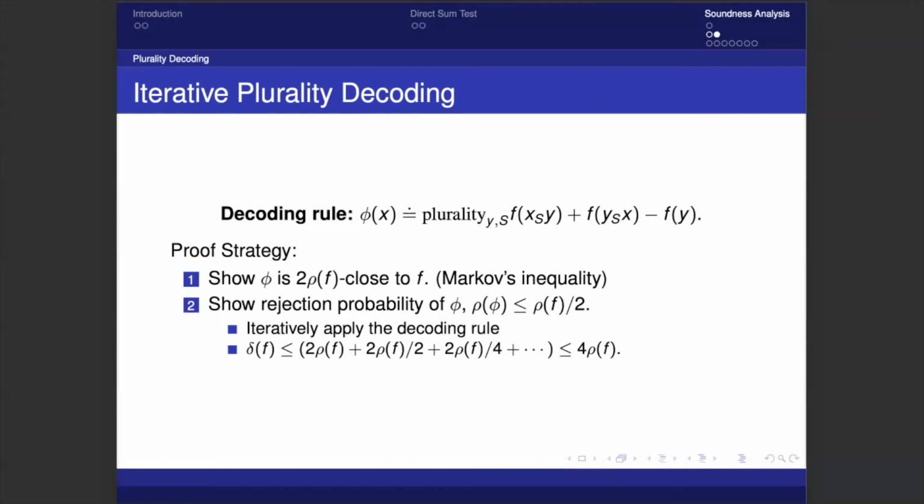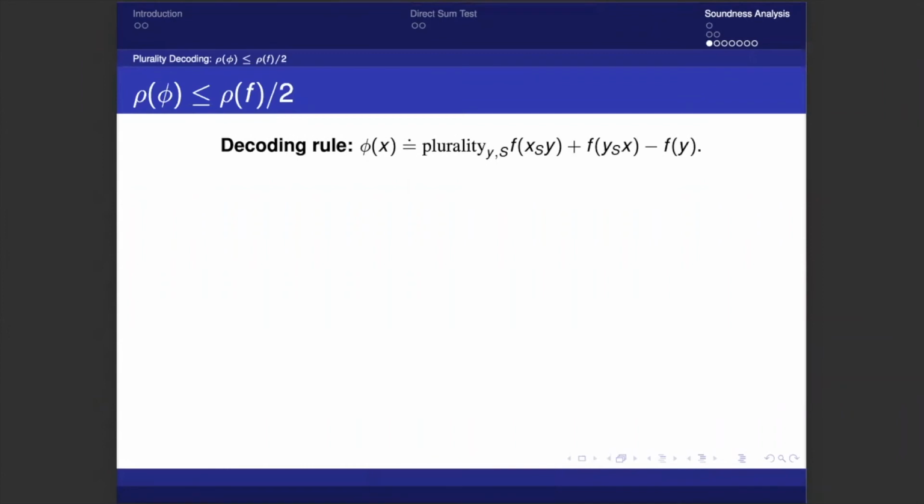And so the distance between f and the set of direct sums is at most 4 times the rejection probability of f. We're now going to prove that the rejection probability of phi is upper bounded by half the rejection probability of f. The proof of this statement uses a combination of algebraic and analytic tools. The key lemma in the proof of this statement is the following.